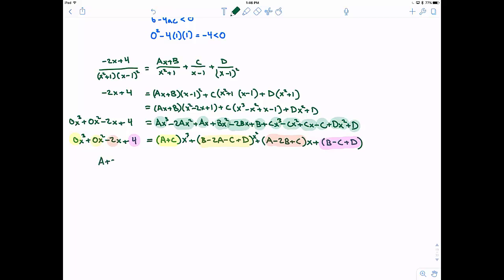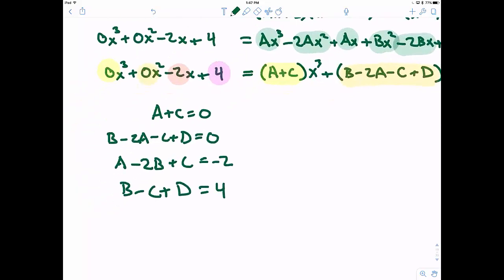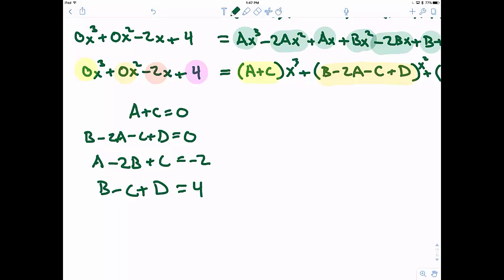So we have quite the system of equations here. Again, let me write these all out. a plus c equals 0. b minus 2a minus c plus d equals 0. a minus 2b plus c equals negative 2. And then b minus c plus d equals 4. So this is a system of 4 equations, 4 unknowns. So let's get to it.